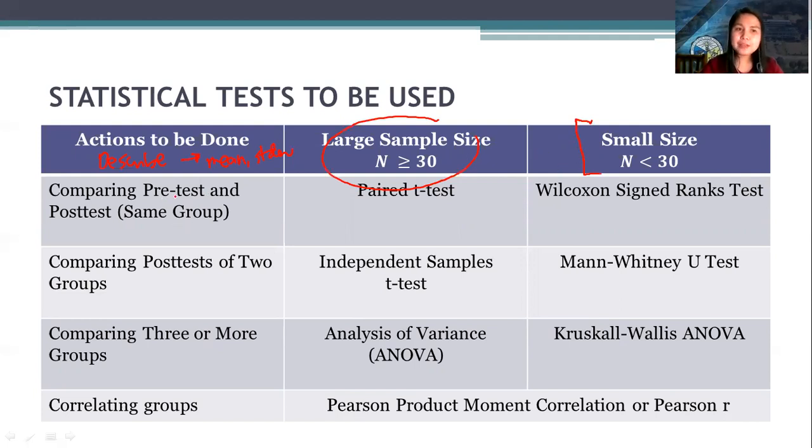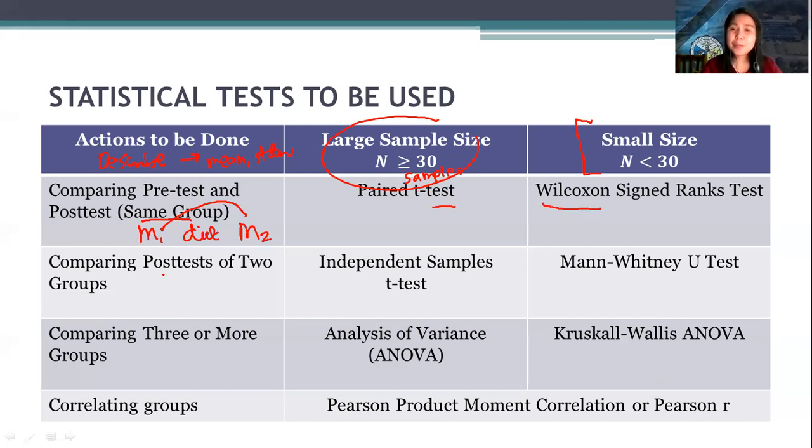Now, if you compare the pre-test and post-test of the same group, for example, my mass, then I'm on a diet, then after 1 month, I'll measure my mass again. I'll compare the pre-test and post-test. For large samples, we call it paired samples t-test. If the sample size is small, you use Wilcoxon signed ranks test.